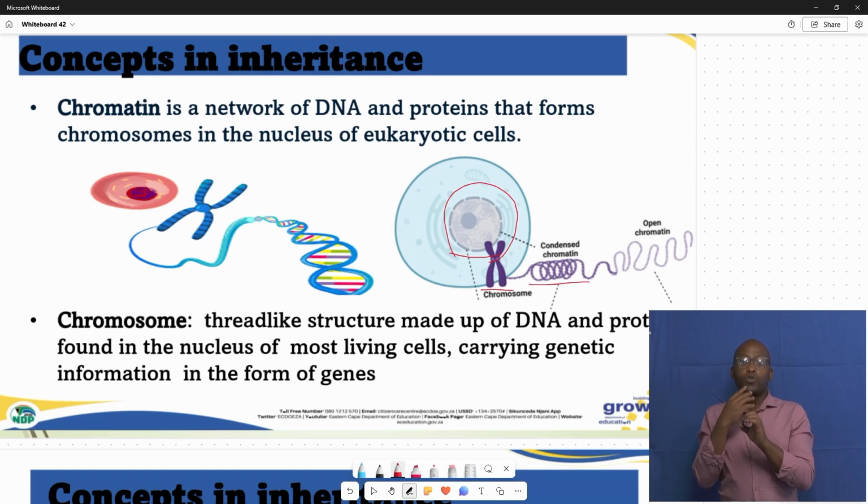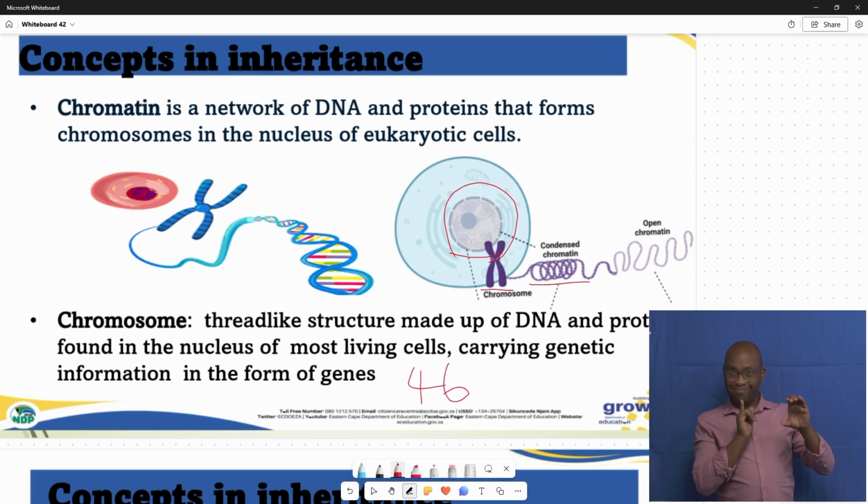So, very importantly, our DNA as humans has 46 chromosomes, as you already know. So it means that the entire human DNA is contained in the 46 chromosomes that are there in the nucleus. This is very important to understand, because as we are going to be talking about genes, genes are found inside these chromosomes.